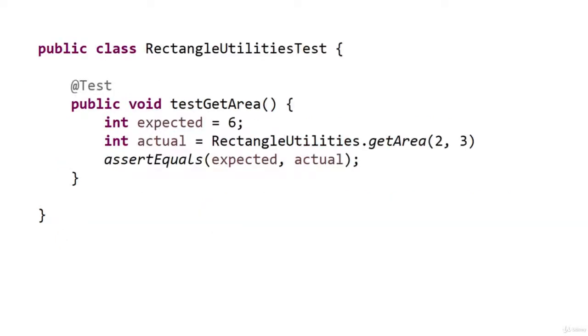So we wrote a corresponding JUnit test class named rectangleUtilitiesTest, and a test method named testGetArea, which tests the behavior of the getArea method. The test annotation right here tells JUnit to run this test through its test machinery. Otherwise, JUnit would ignore the method. And this assertEquals, that's a JUnit assert. It's basically saying that in order for this assert to pass, the value on the left-hand side should be equal to the value on the right-hand side.